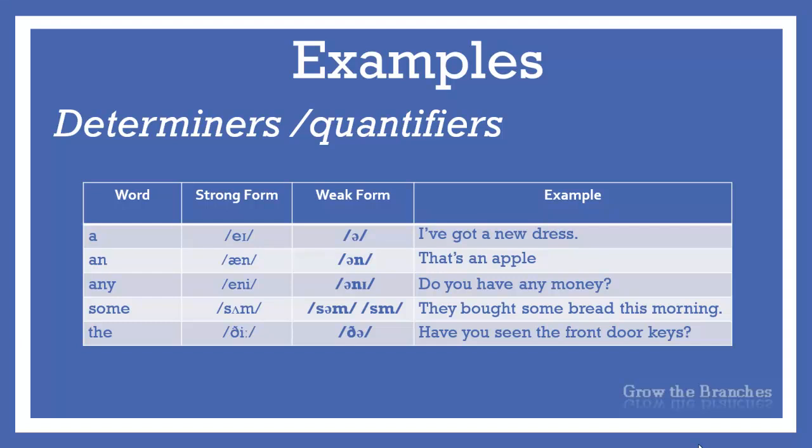I've got a new dress. An. That's an apple. Any. Do you have any money? Some. There was some bread this morning. The. Have you seen the front door keys?